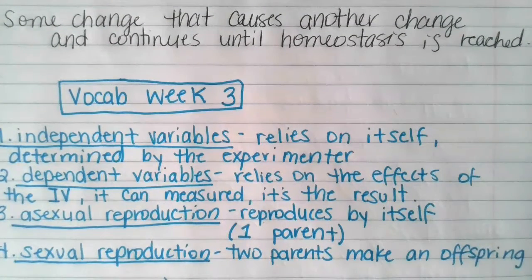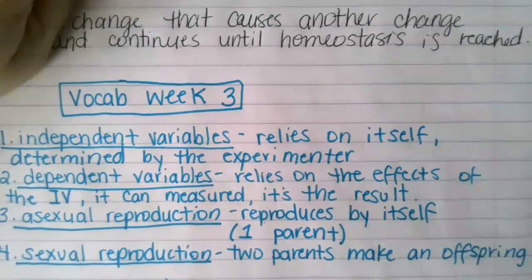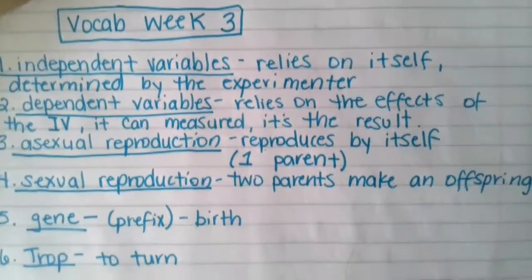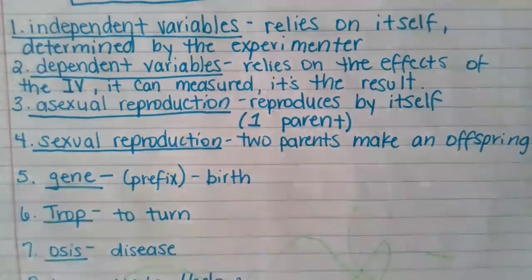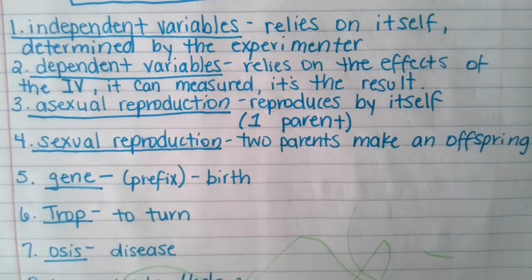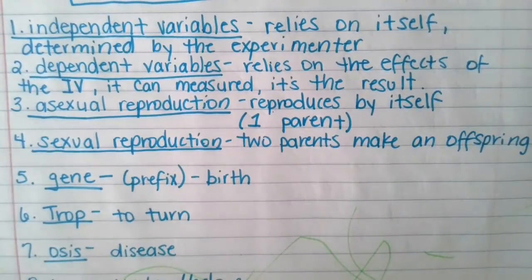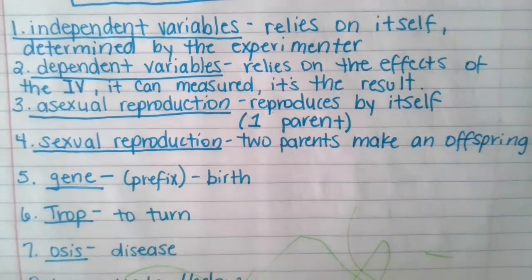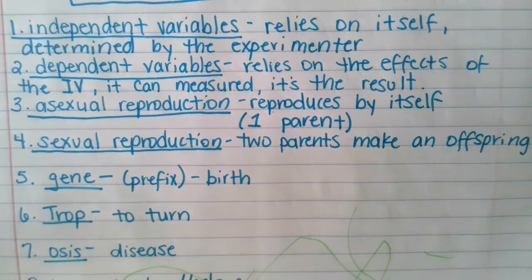Our other 6 words are going to be suffixes and prefixes, so they should be relatively easy. I'm going to keep all of these on right now, just moving it down a little. Gene is a prefix to mean born or birth. So when we get into genetics, you're going to see it's something you're born with that you get from your parents.